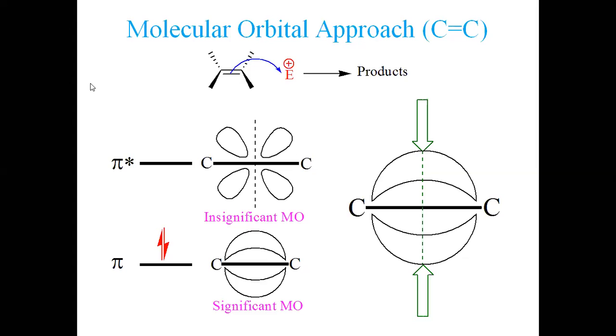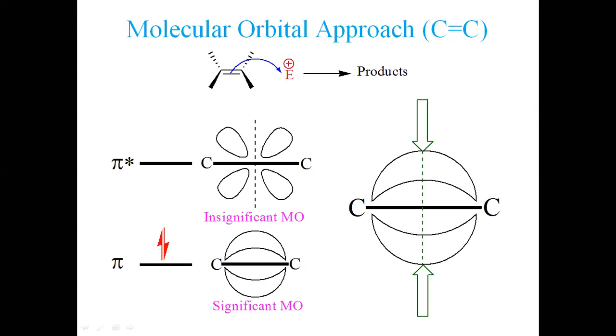important. If you remember, this pi electronic density is transferred. First of all, we make it clear that whenever this type of addition is taking place, the pi orbital is important. Why? If you look at the pi orbital, it is electron rich.